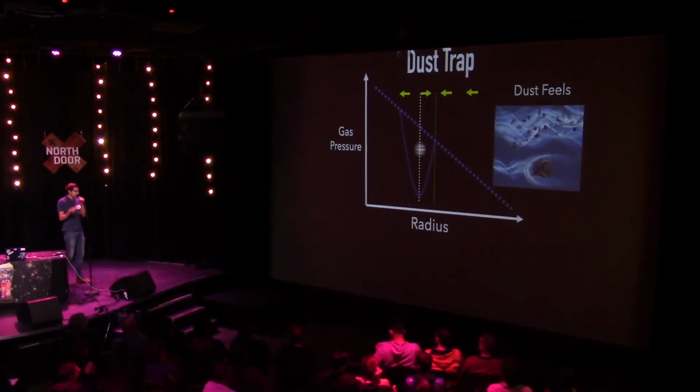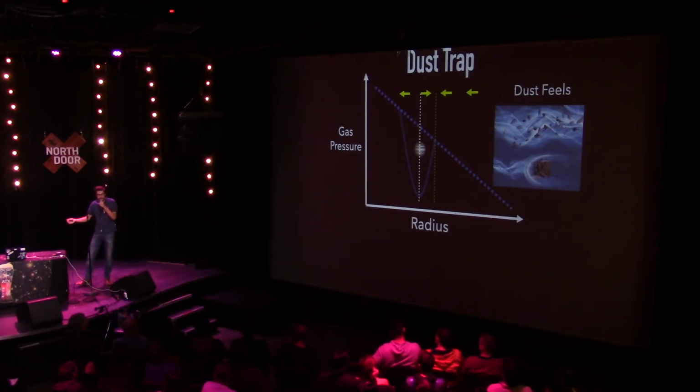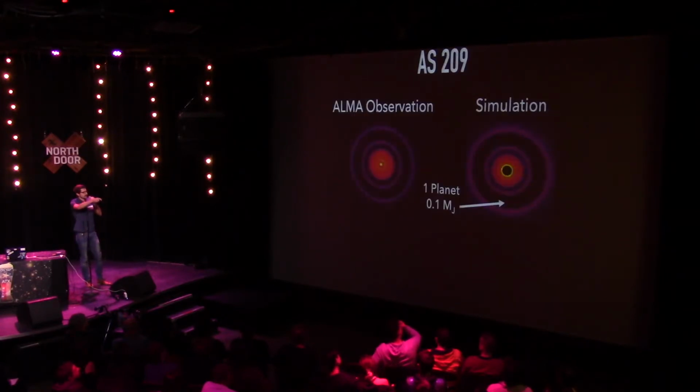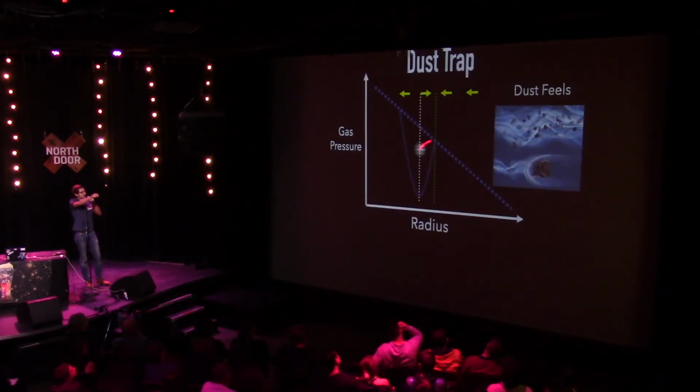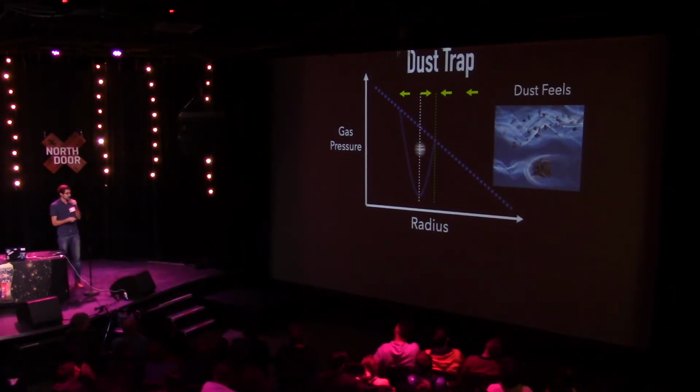And so, maybe one way around this is that a large planet can form from this gravitational collapse scenario and then make this little dust trap, which then can foster the formation of smaller planets.